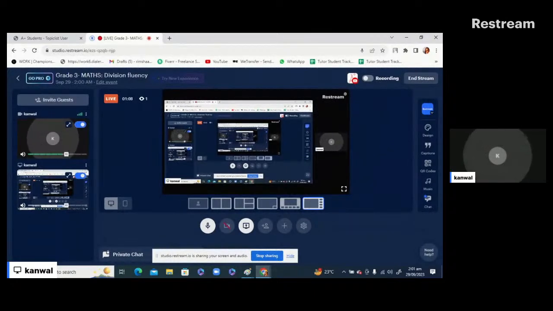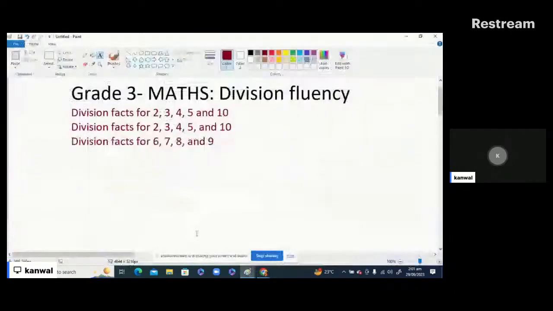Hello, everyone. Hope you're all doing good. So, today we will discuss grade 3 maths, and the topic is division fluency. These are the names of the chapters: division facts for 2, 3, 4, 5, and 10; division facts for 2, 3, 4, 5, and 10 are true or false; and division facts for 6, 7, 8, and 9.